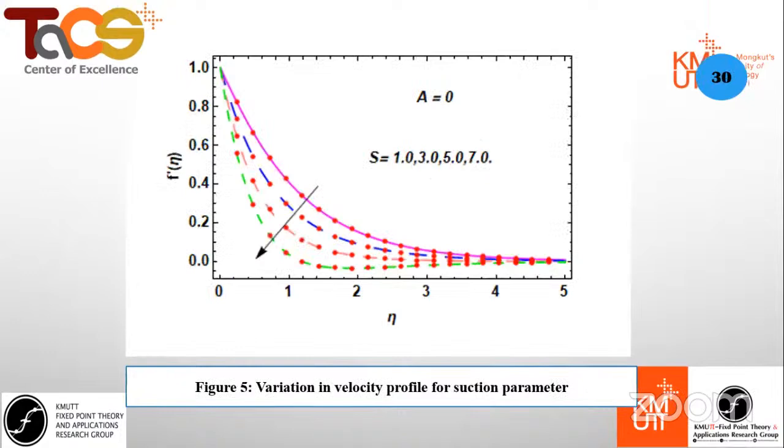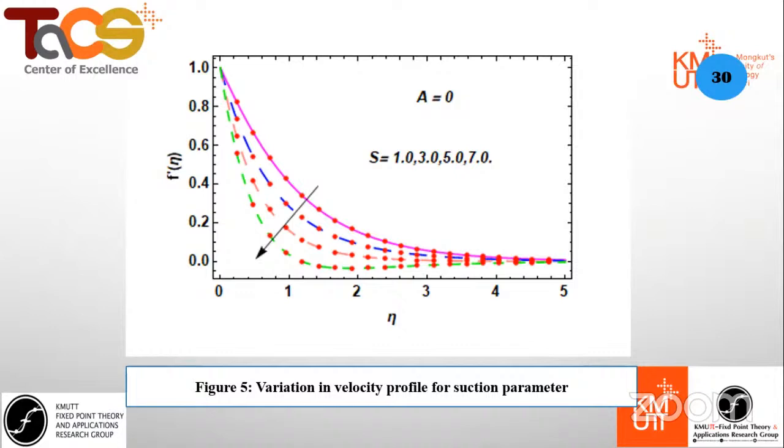Next slide, please. Okay, figure 5 shows the velocity profile for the suction parameter. Now, what is suction? The suction parameter refers to the flow rate of fluid removed or sucked out of the system through a suction device or a pump. When there is suction in a system, the pressure at the suction end is lower than the pressure at the discharge end. So this pressure difference causes the fluid to flow towards the suction end of the system. In other words, as the suction parameter increases, more fluid is removed from the system, which decreases the overall flow rate of the fluid.